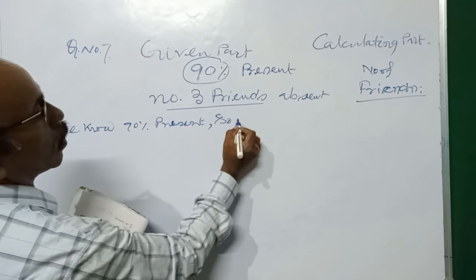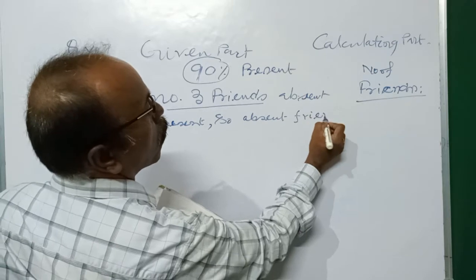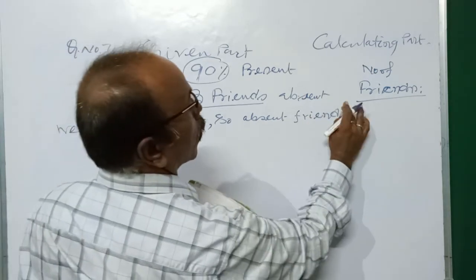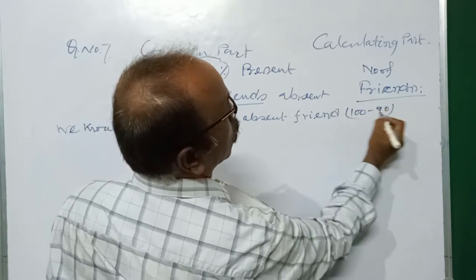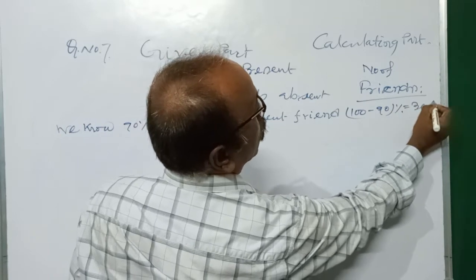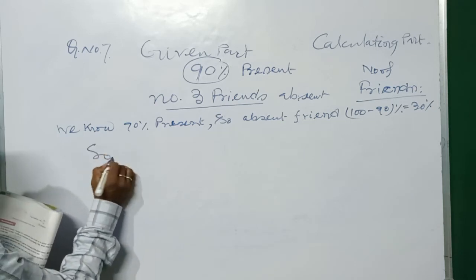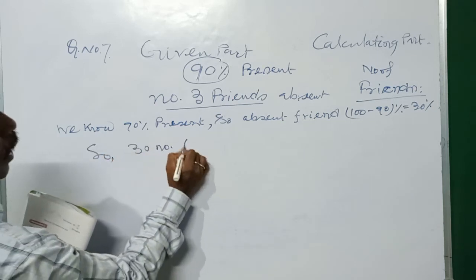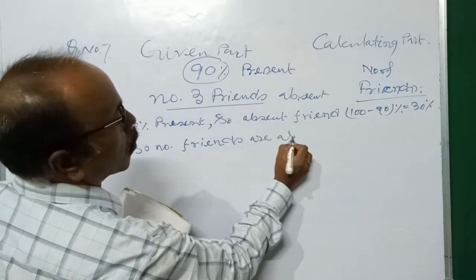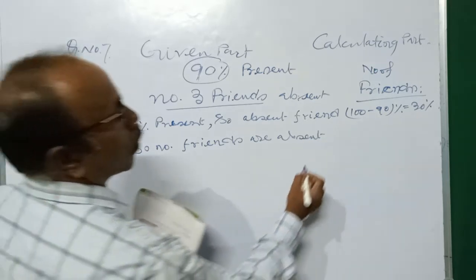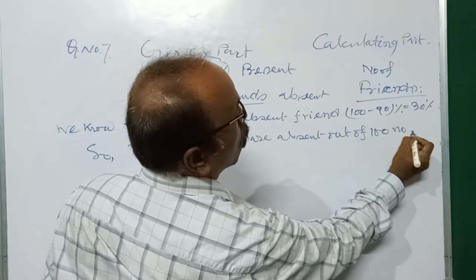So, absent friend percent, absent friend is 100 minus 90% is equal to 30%. It is too easy. So, 30 number of friends are absent out of 100 number of friends.